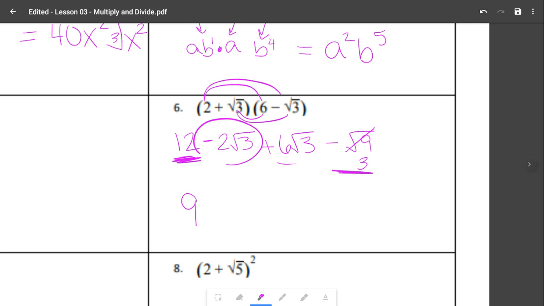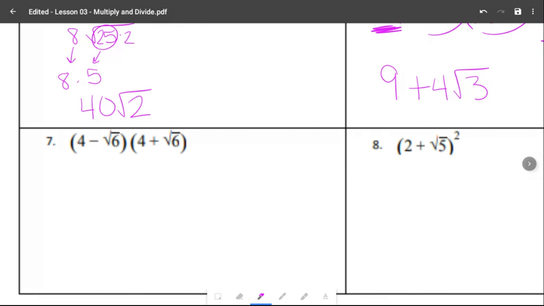And then we have our 2 radical 3's here. They can combine because they are the same radical. However, remember it is just the coefficients in front that are going to actually combine. -2 and +6 is +4, and the radical 3 stays the same here. So this is your final answer, 9 plus 4 radical 3.